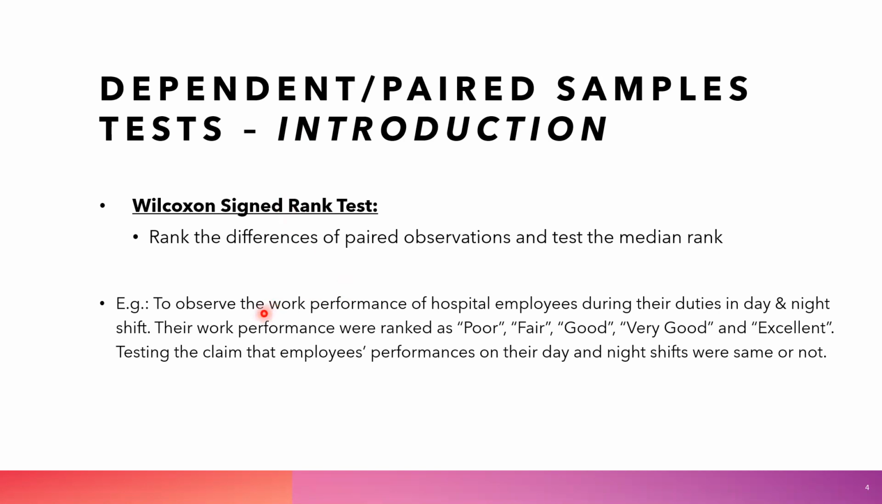For example, we want to observe the work performance of hospital employees during their duties in the day and night. So work performance is being checked in day and night for the same employee, and this work performance was observed using an ordinal scale, which is poor, fair, good, very good, and excellent. Testing the claim that employee performance on their day and night shift was the same or not, we have to apply the Wilcoxon signed rank test because the outcome variable is an ordinal variable, and we observe the same employee in day and night.